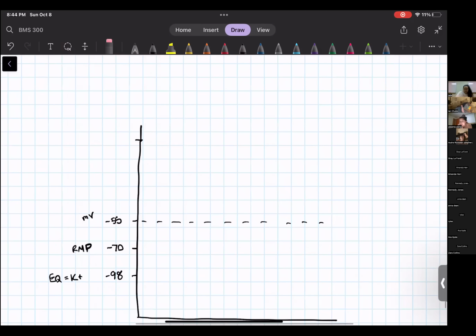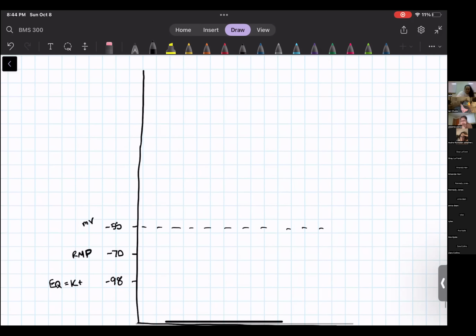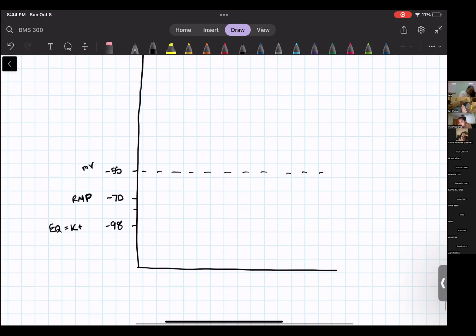I think it's -65. For sodium? I'm sorry, +60. Chloride is -65. Yes. So +60 he gave you for the equilibrium potential? Yep, and then -65 is the one for chloride.